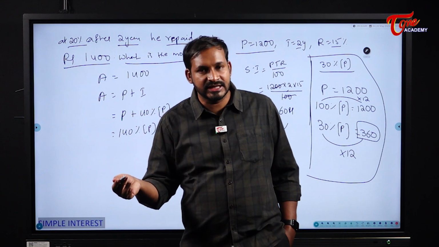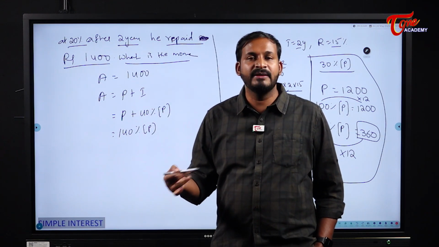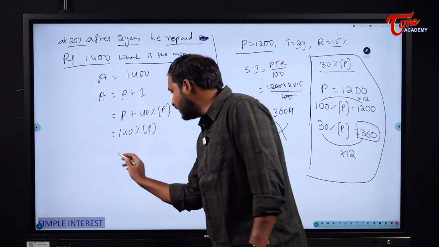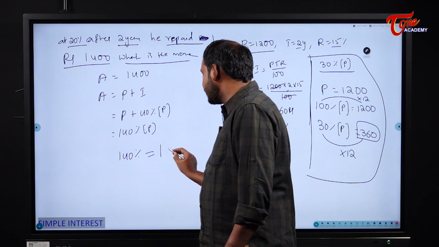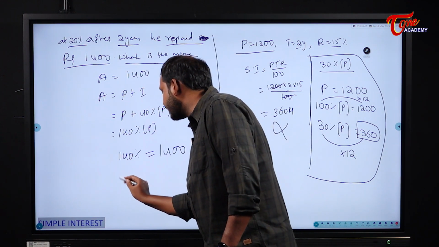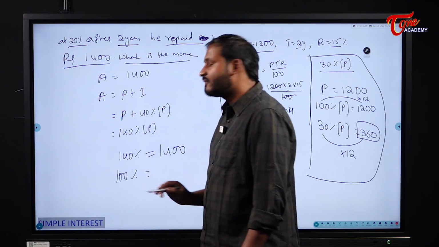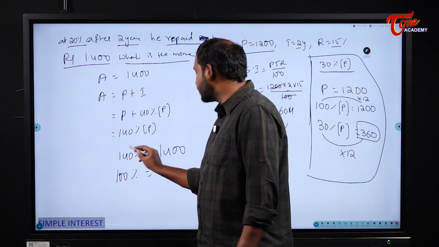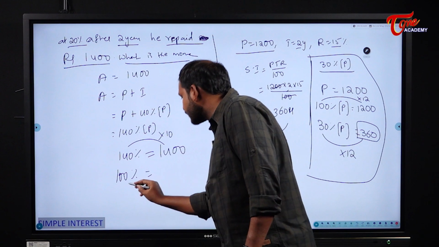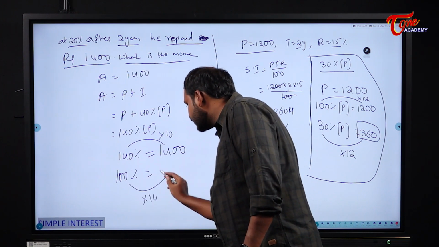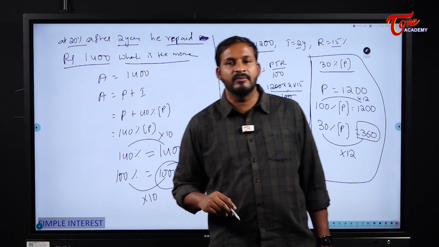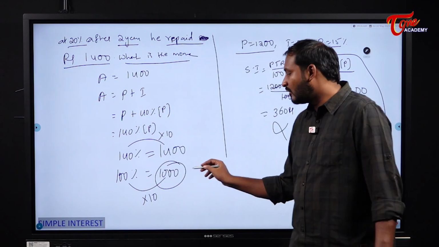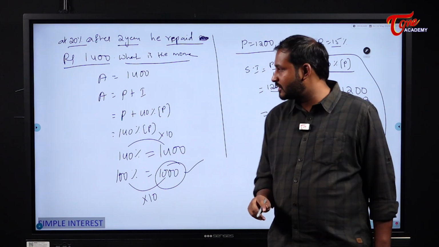And they are asking us what is the money he borrowed. That means he is asking us to find the value of P. P means 100% of P. If 140% is 1400, what about 100%? Here, into 10. 100% means into 10. What happens to this? 1000. That means the money which he borrowed, or the principal, is here 1000 rupees.